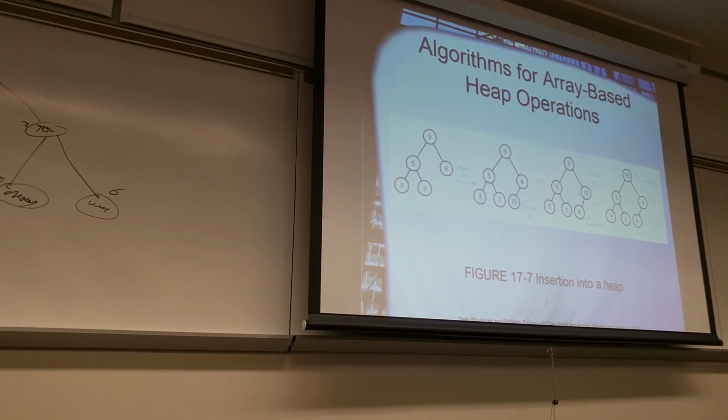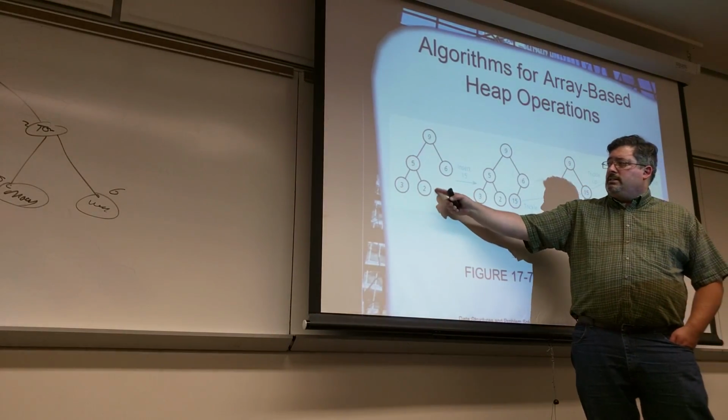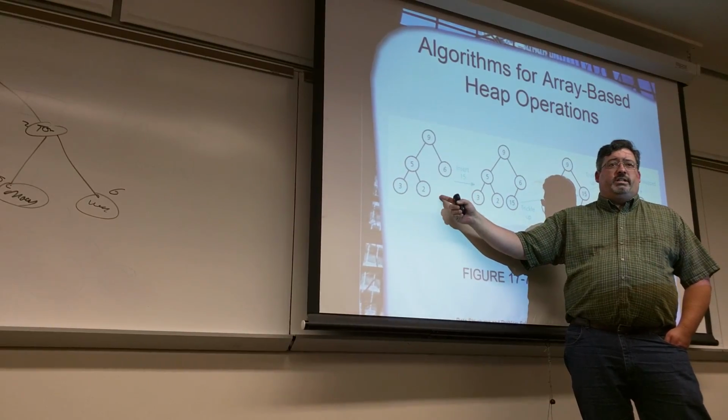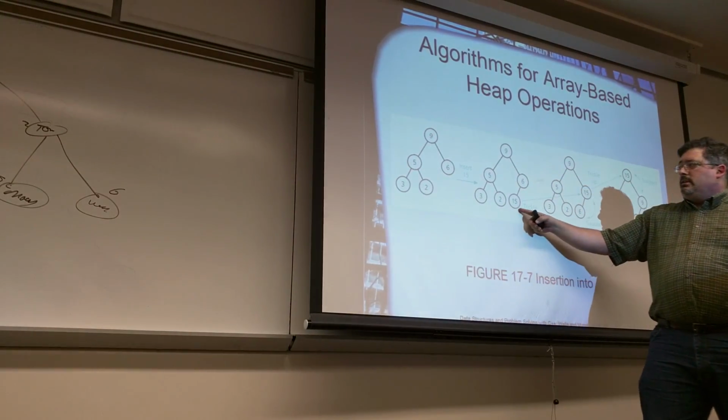Okay, what about inserting? Inserting is the opposite of removing. In this case, I've got my starting tree, 9, 5, 6, 3, 2, the same one that we were left with after removing 10. I'm going to insert 15. Remember, I have to keep the shape of the tree; it has to stay complete. So I'm going to insert 15 right here in the next available slot, the left child of 6. All right, that's what I've got here.